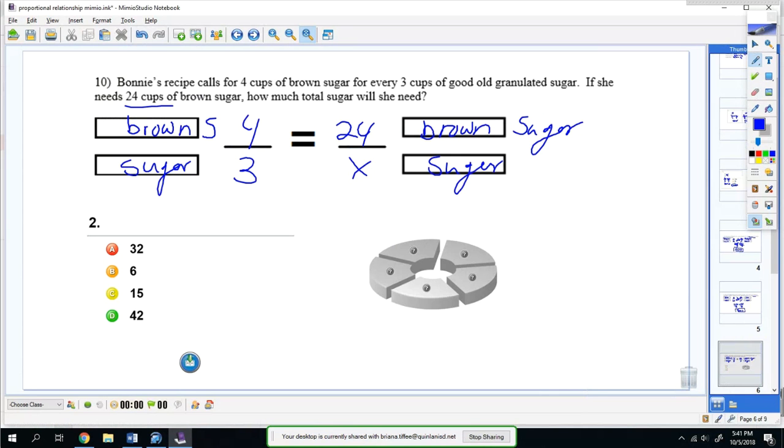So you're going to cross multiply. So you're going to do 24 times 3, which is 72. And then 4 times x is just 4x. So you divide 72 by 4, which is 18. Uh-oh. Did I do my problem wrong?